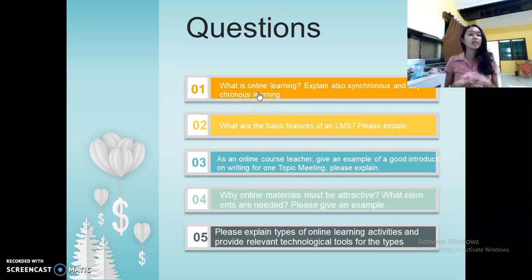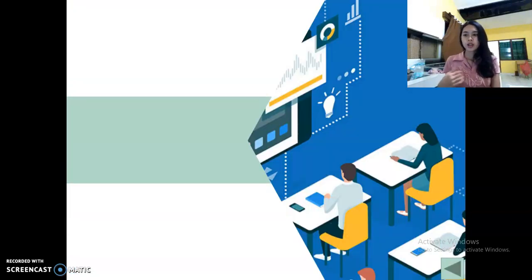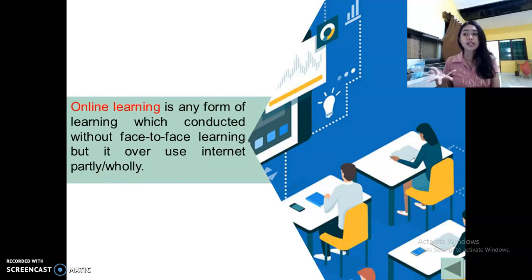What is online learning? Explain also synchronous and asynchronous learning. So online learning is any form of learning which conducted without face-to-face learning, but it often use internet to connect it to enter or to log into that online course learning. So there is two kind of online learning course.